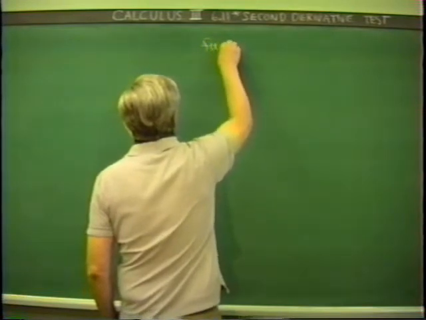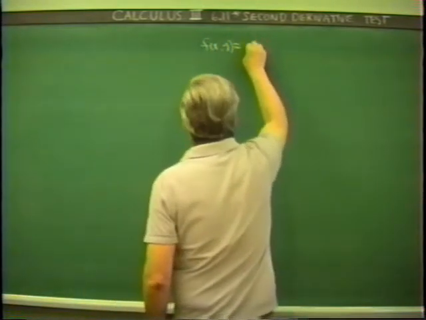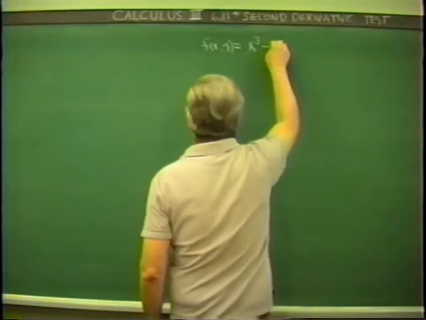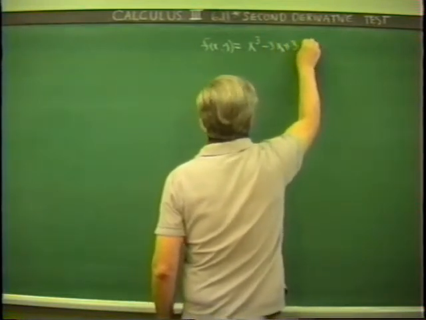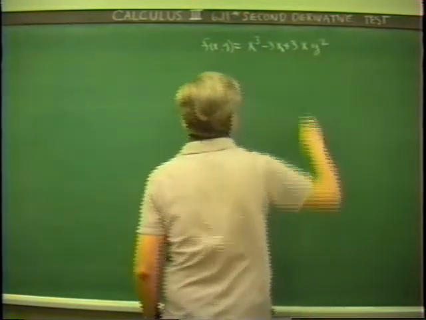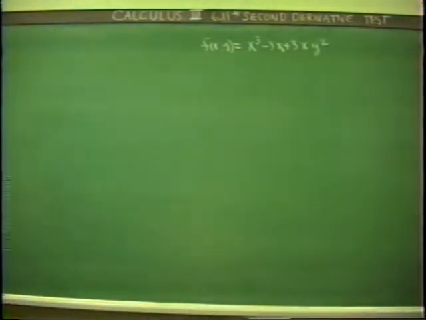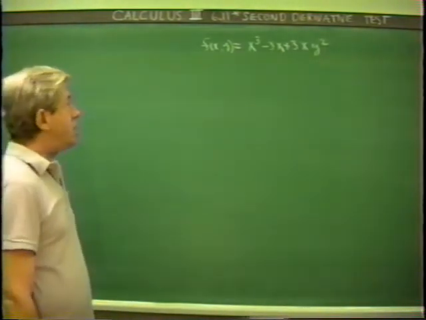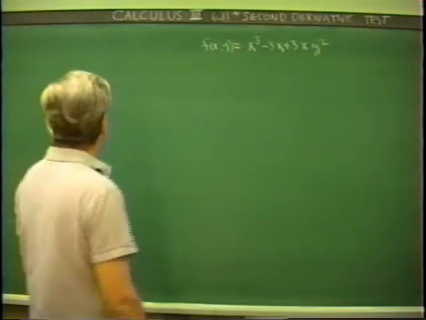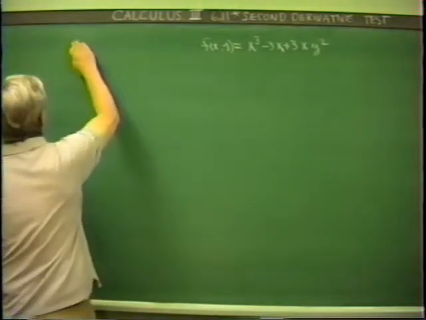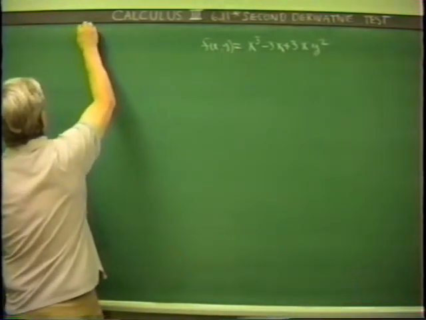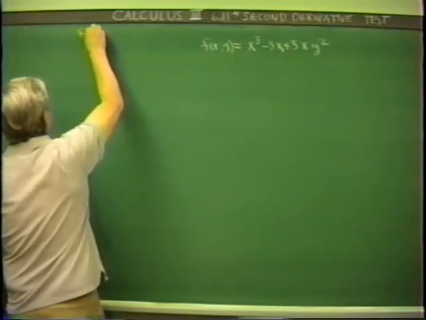Well, now take a look at applying the second derivative test for functions of two variables. Let's take a look at a particular function here. f of x and y equals x cubed minus 3x plus 3xy squared. We're looking for local extrema here, and we want to use this test to determine whether they're local extrema.